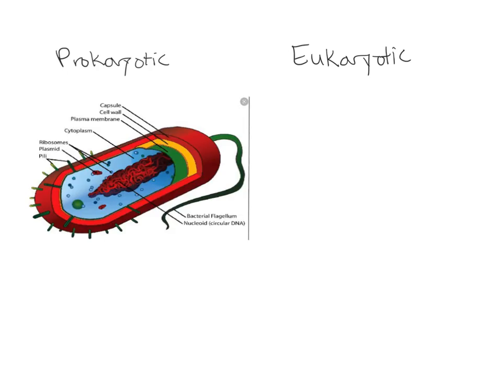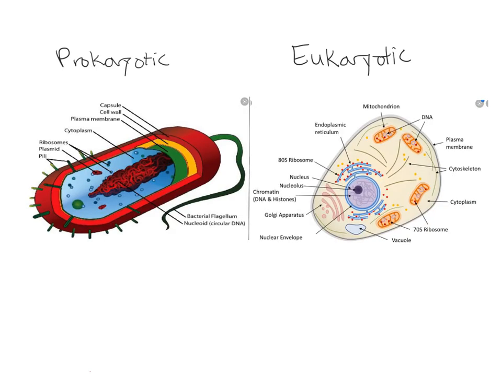And the cells that you have in your body are eukaryotic cells. So we're going to talk about the difference between prokaryotic cells and eukaryotic cells. Just to give you an idea of what the difference is and how they look, prokaryotic looks like this, and eukaryotic cells look like this. So there are some pretty big differences between prokaryotic and eukaryotic cells. I'm going to outline those down here.